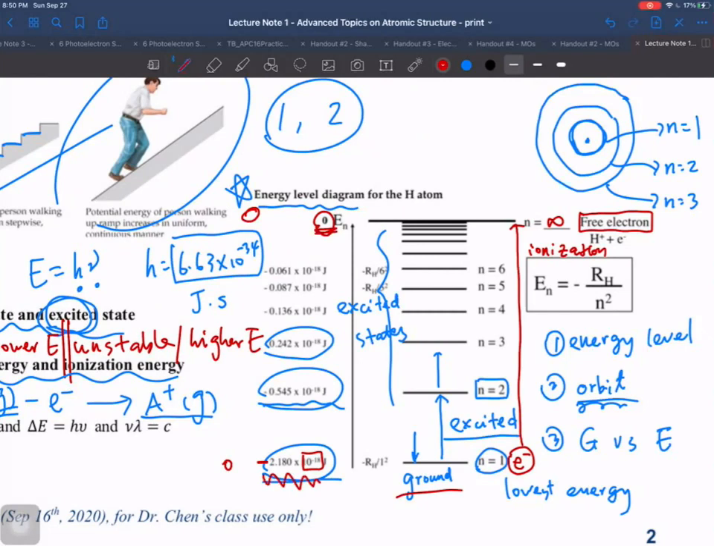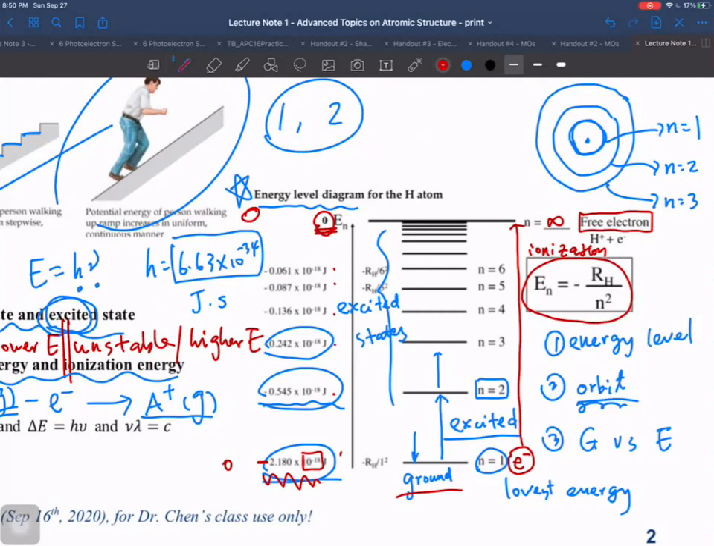A very good question. And then, how can we get values like this, right? They are not integers, they are very weird. So here, Bohr raised the equation. This is very important.